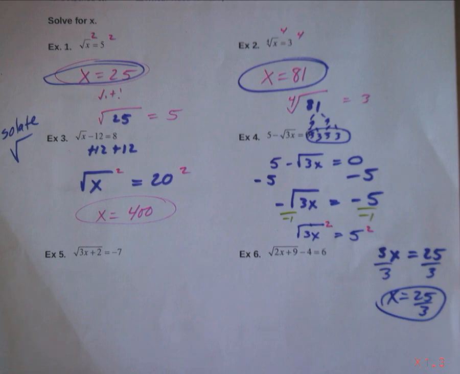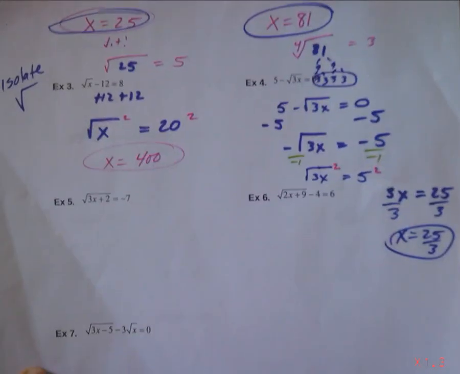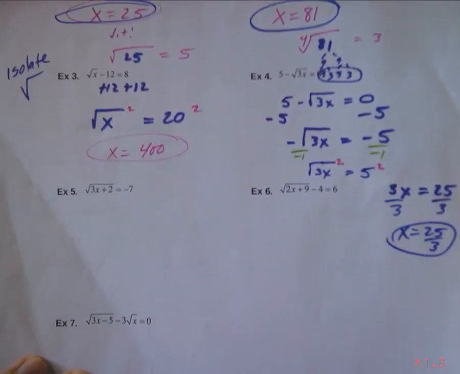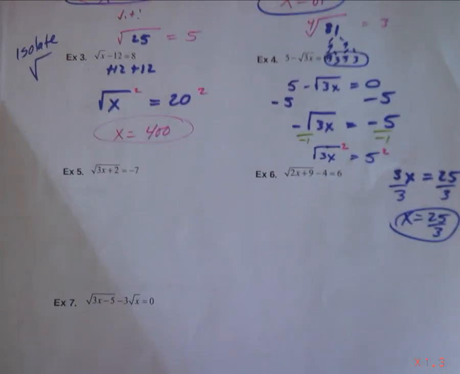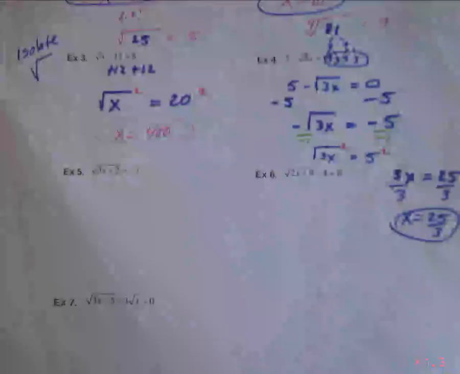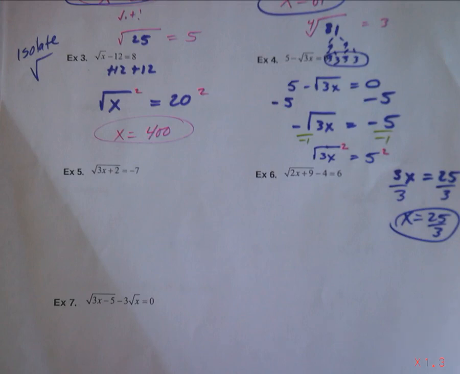All right. Questions? So when I look at example 5, what do you guys notice in example 5? It has an inside. We have the square root isolated already. Now I want you to think about this before we come back to this idea.